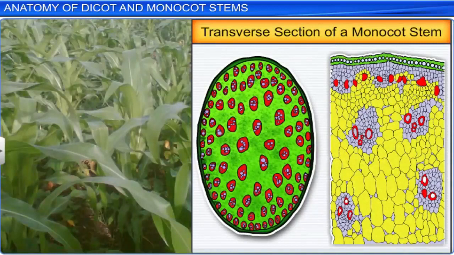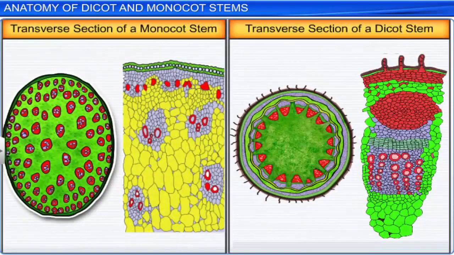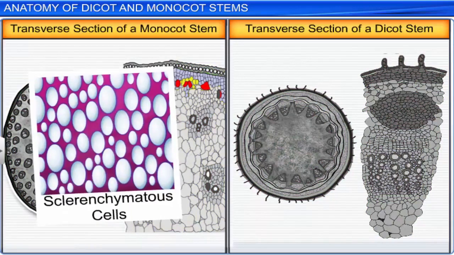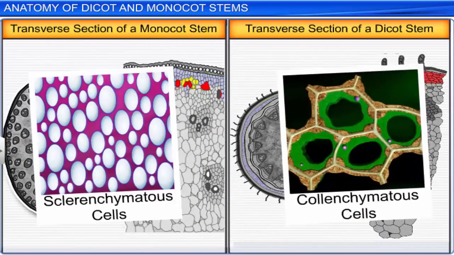Now that you've learnt about the dicot stem, let's study the monocot stem. The tissues of dicot and monocot stems are quite similar. However, there are some differences as well. In the monocot stem, the hypodermis is composed of sclerenchymatous cells, while in a dicot stem, it is composed of collenchymatous cells.